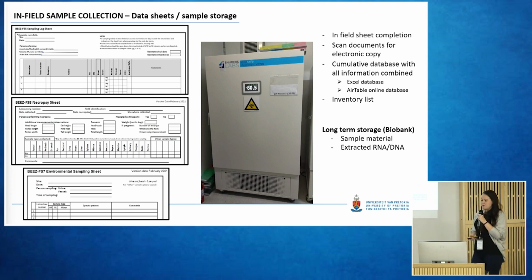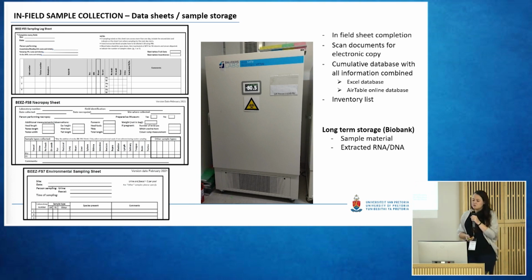And then it's also important, in the databases where you log this information, to keep an inventory list of what you have available. Not only is this important for you to know for future studies what you actually have, it's also important for collaborations, and for us it's important for audits to see what we're actually doing with the samples. Do we keep records, and what's happening around there?